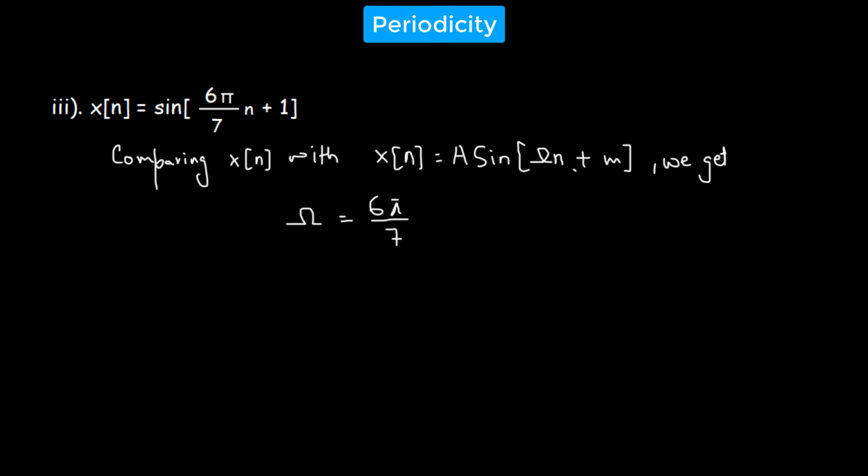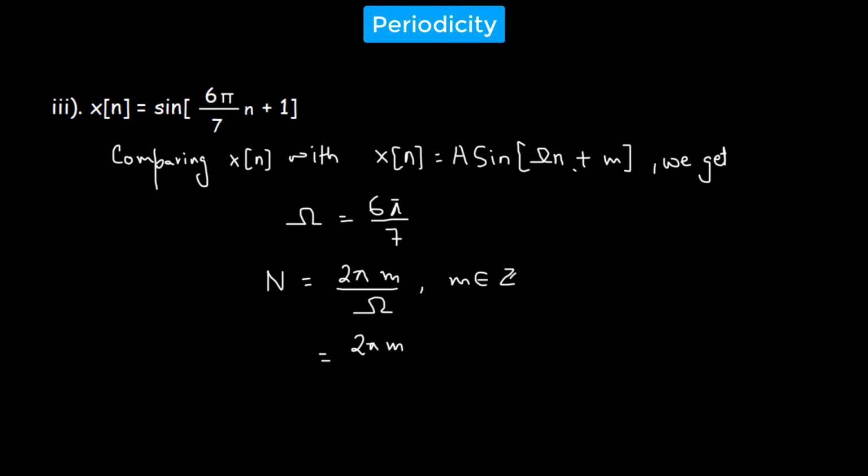So this is the value of the angular frequency. Now we'll try to find out the value of the period. So the period is given by N equals 2 pi m over omega, where m is some integer value.